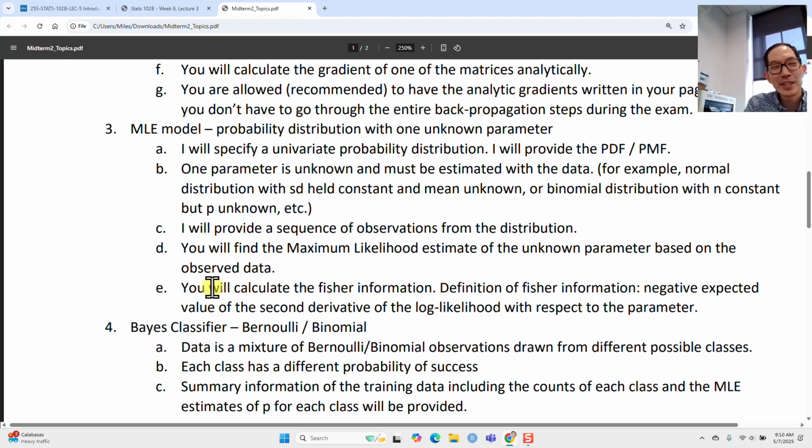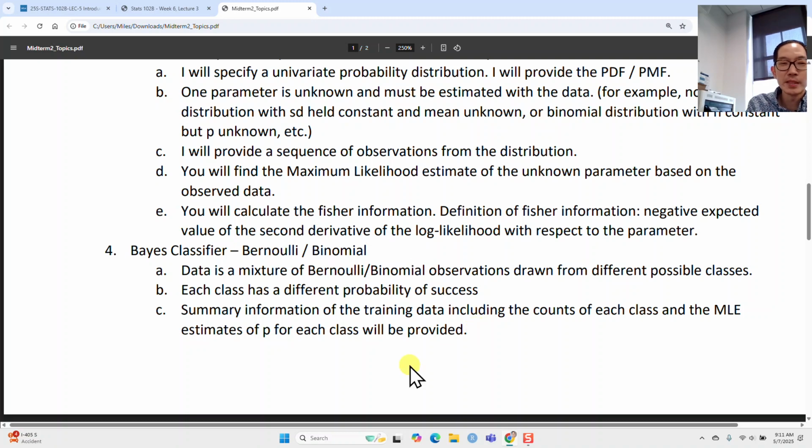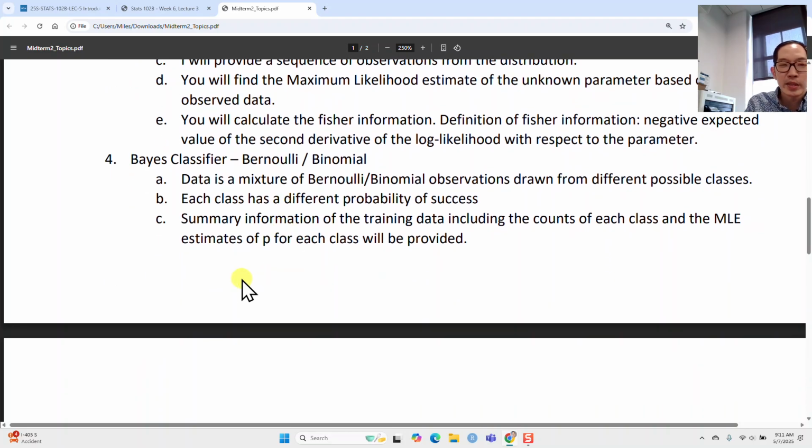All right, and then I'll also ask you to calculate the related Fisher information. The way you'll calculate the Fisher information is it's the negative expected value of the second derivative of the log likelihood with respect to the parameter. So you'll calculate the log likelihood, take the second derivative with respect to the parameter, and then get the negative expected value. But the expected value is calculated in terms of the random variable, okay, not the parameter. Okay, so that's a problem there.